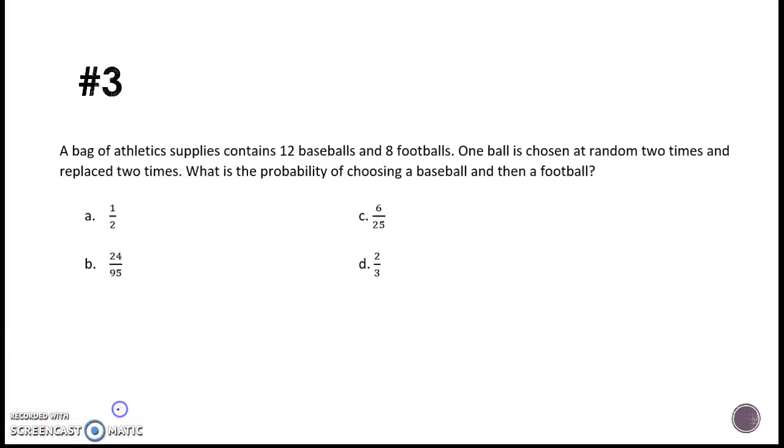This is probability, so we have to go back and remember probability a bit. So a bag of athletic supplies contains 12 baseballs and 8 footballs.